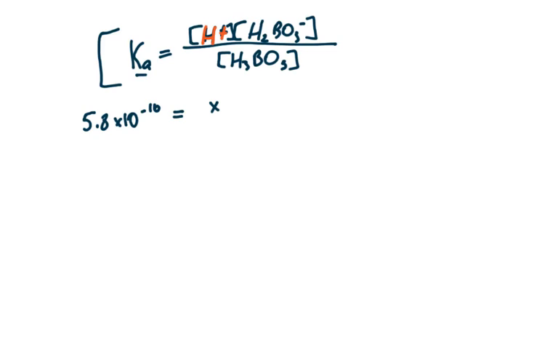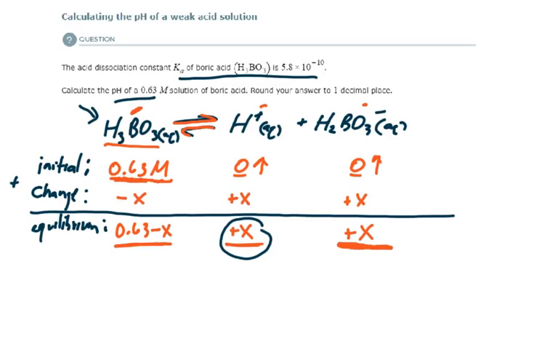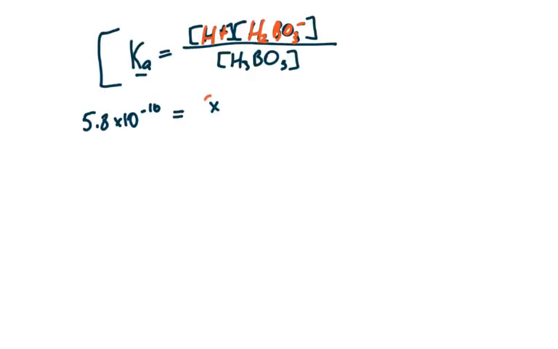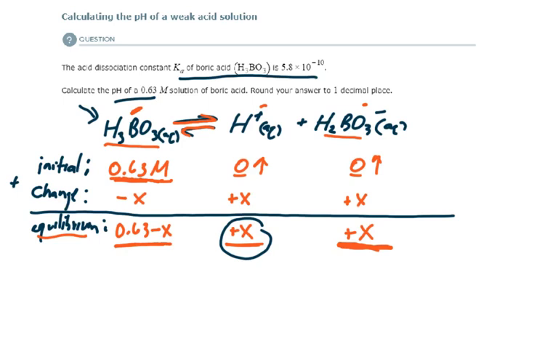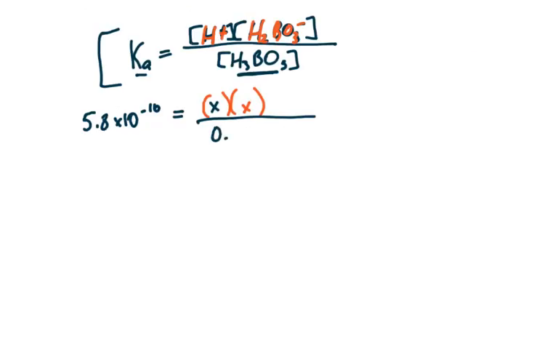Well, let's look and see what the concentration of H2BO3 ion is at equilibrium. It is X at equilibrium. So I'm going to put this times that over whatever the concentration of boric acid is at equilibrium according to our ice table. At equilibrium, the concentration of boric acid is 0.63 minus X, so that is what I'm going to put here.